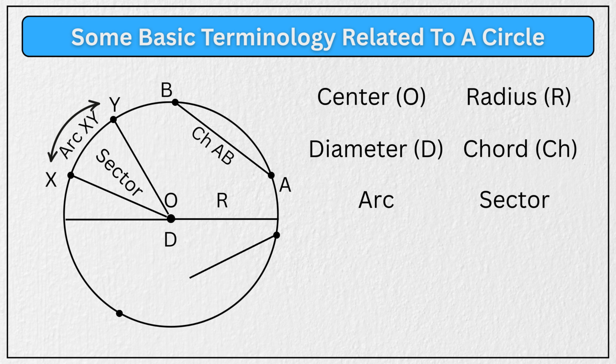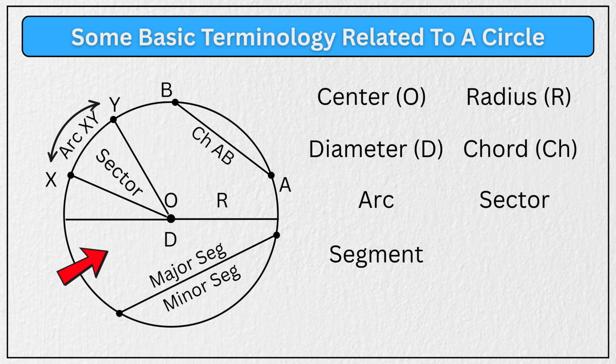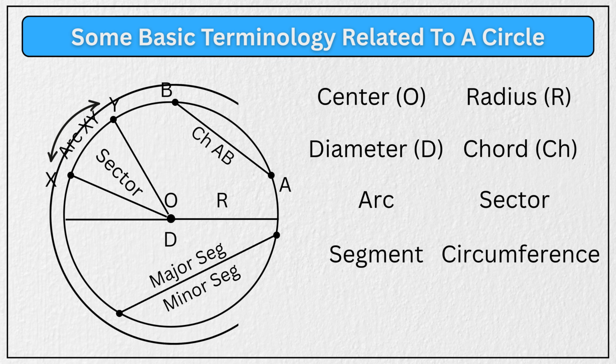When a chord divides a circle into 2 parts, each part is called a segment, and there are 2 types of segments in a circle: the major segment and the minor segment. The major segment is the larger portion and usually contains the center of the circle like this, whereas the minor segment is the smaller part and does not include the center. The circumference is the total length around the circle. It is also known as the perimeter of the circle.